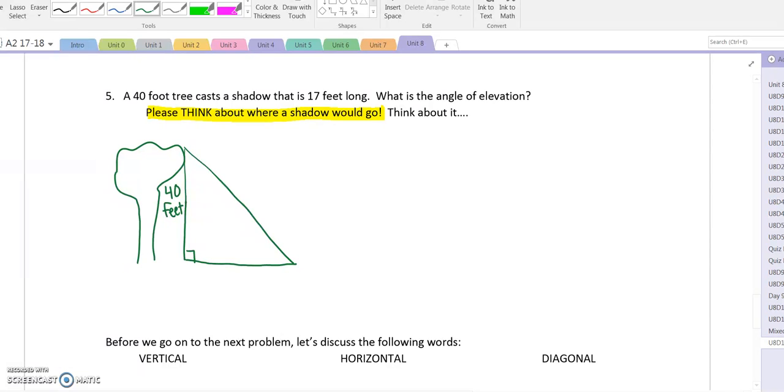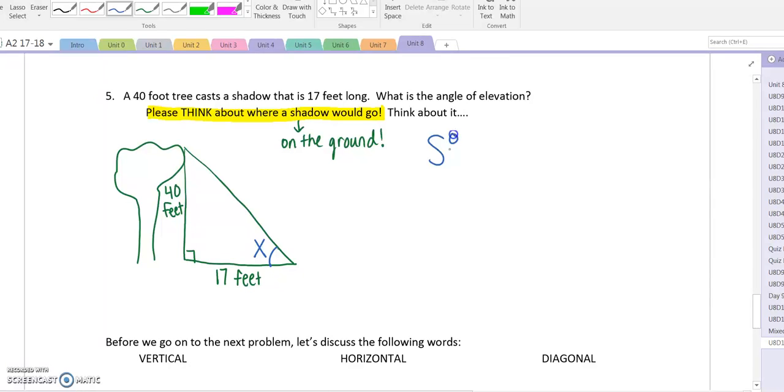So think about when you're standing outside on a sunny day and you see your shadow. Where is that shadow located? Hopefully you remember that that shadow is on the ground, right, on the concrete. That's where you see a shadow. All right, so if the shadow is 17 feet long, that means the ground part of our triangle is going to be 17 feet. And then the last piece, what's the angle of elevation? Well, again, angle of elevation is always going to be the one inside and at the bottom.